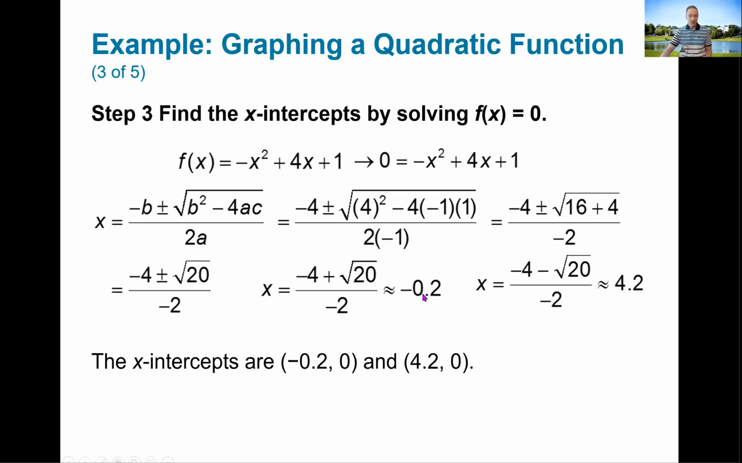This first fraction gave me a negative 0.2 approximately, so that's one x-intercept. The other x-intercept was approximately positive 4.2. So my ordered pairs were (-0.2, 0) and (4.2, 0).